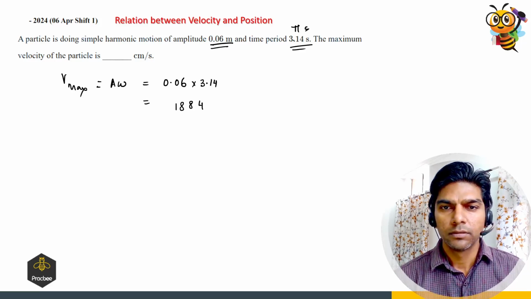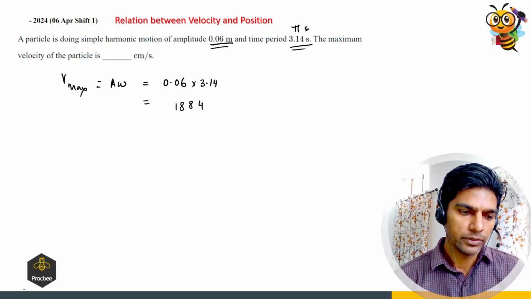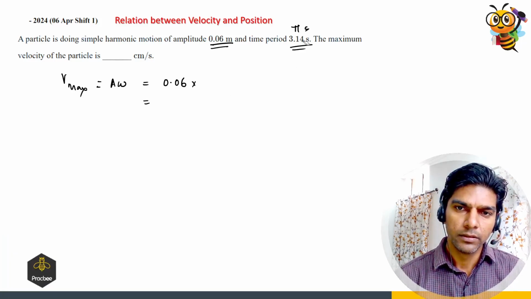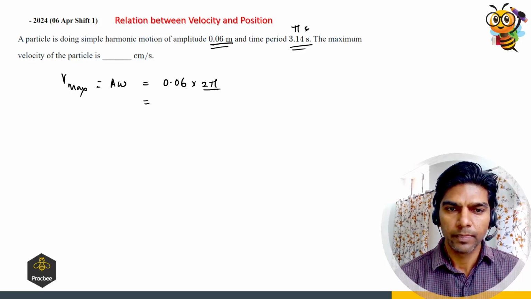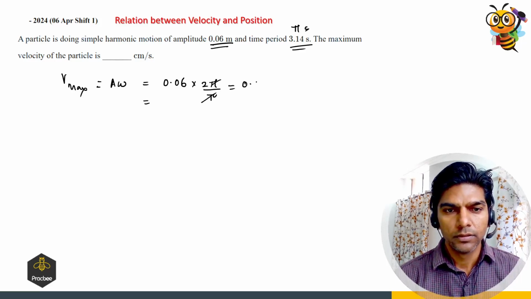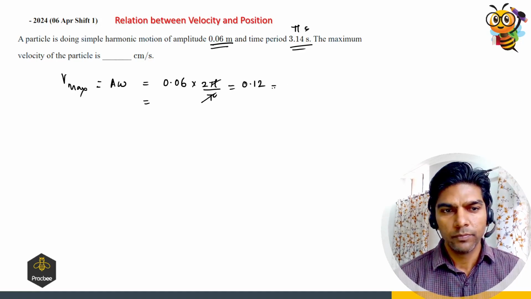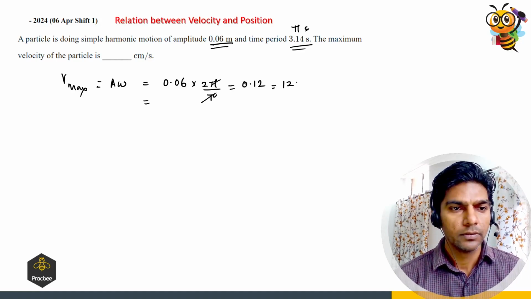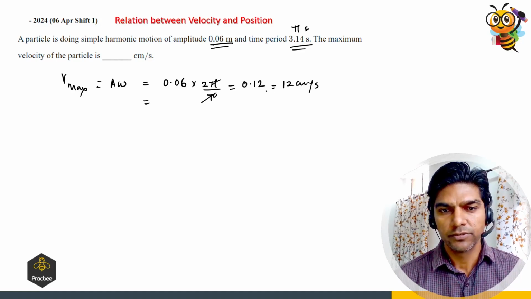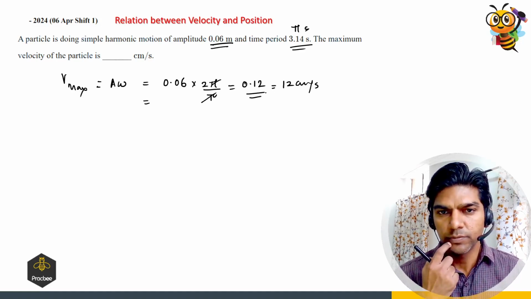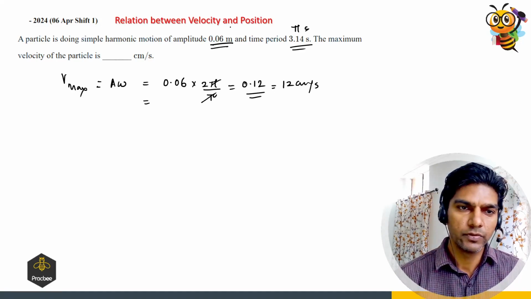0.6 time period is given. Oh, sorry, this is time period, no? Sorry, this is time period. Omega, pi is the time period. We have to find the omega, so that will be 2 pi by time period, which is pi. So it comes out to be 0.12. So it will be 12 centimeters per second, right? So this is in meters per second. It will be 12 centimeters per second. So 12 is the answer.